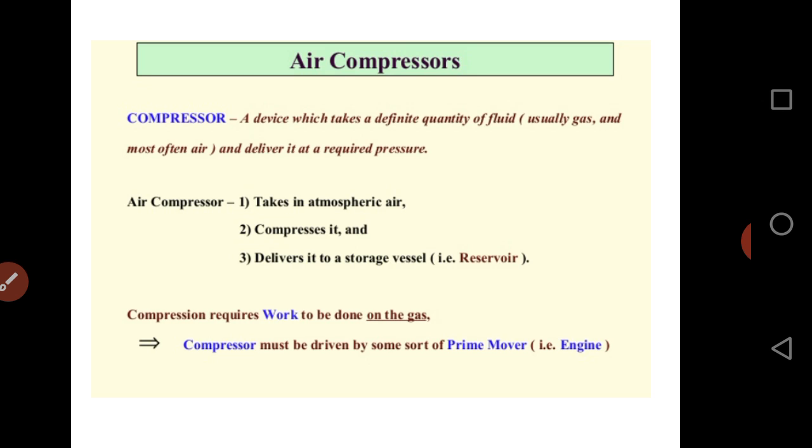Initially, this is a work consuming device. This is not work producing, such as an internal combustion engine. Internal combustion engines are work producing devices, so a compressor is just the opposite of an IC engine. We have to supply some work, and that work will be supplied by the prime mover.